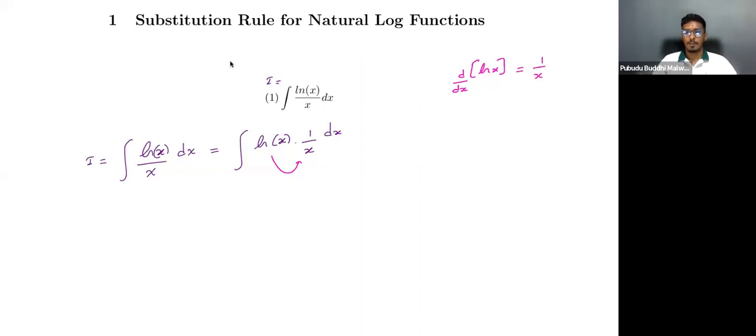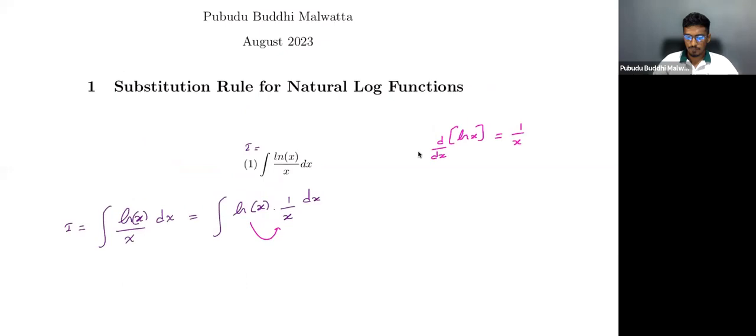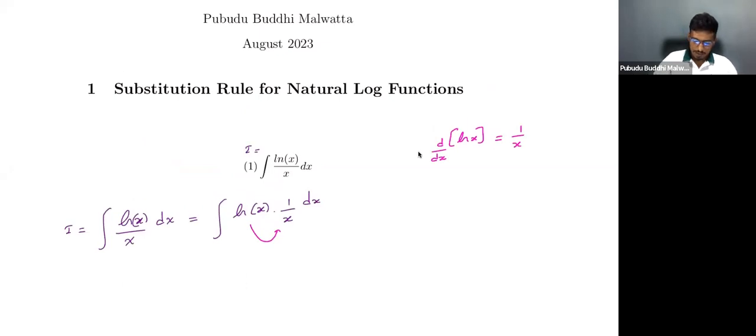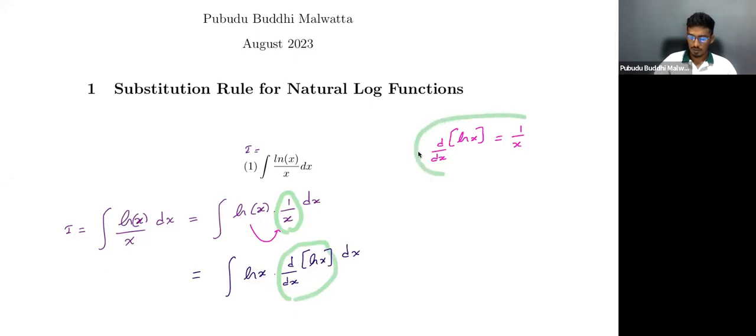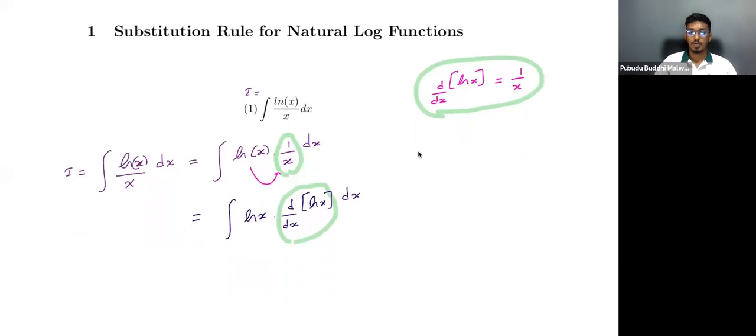Hence, if I want to, I can write this integral like this: natural log of x times the derivative of natural log of x dx. I just replaced this part by this, because both are equal. Right? Now observe this pattern, very, very important.